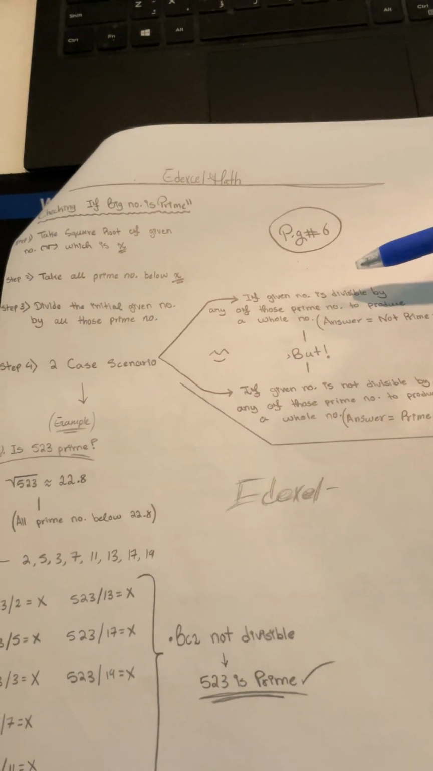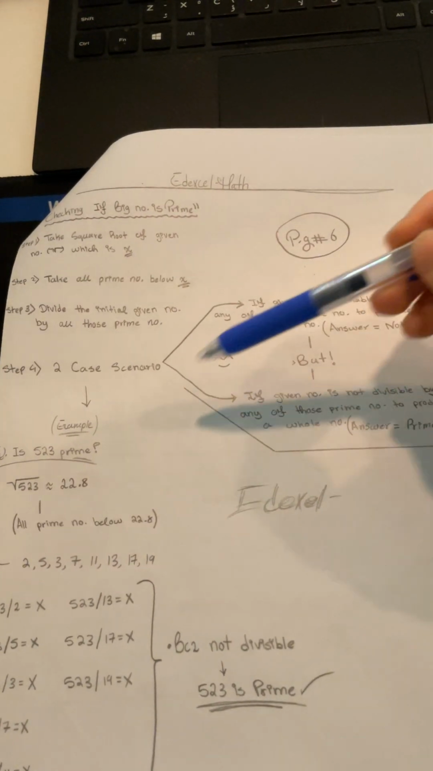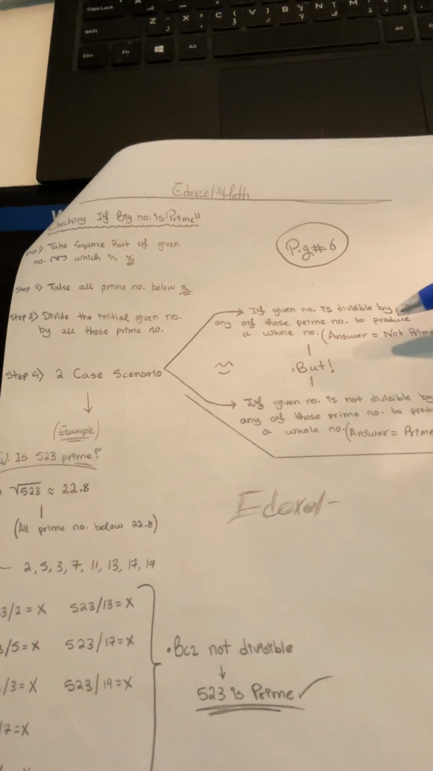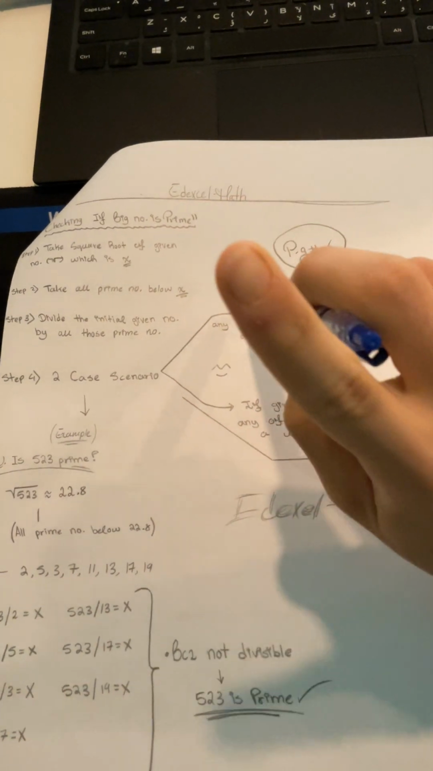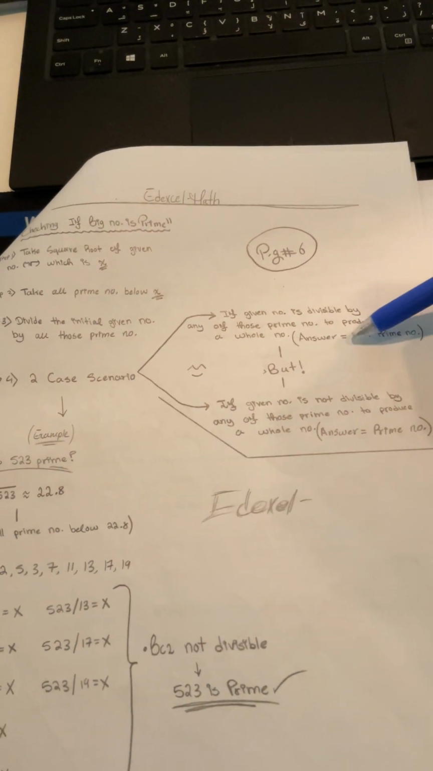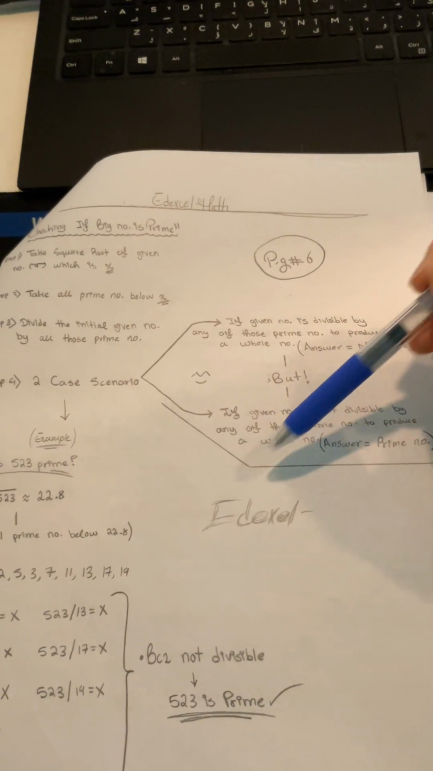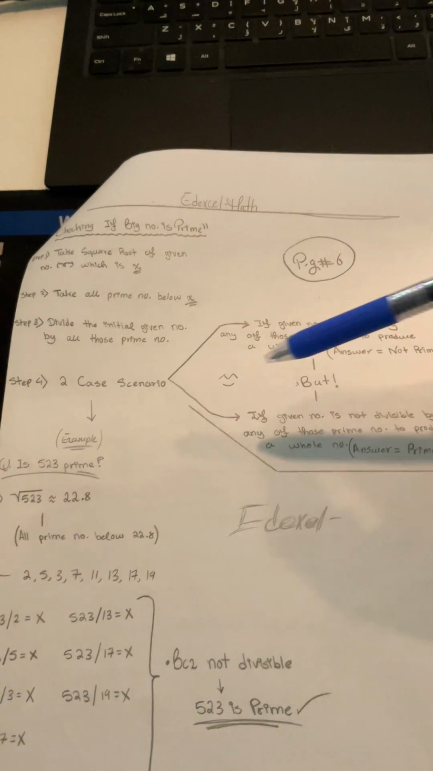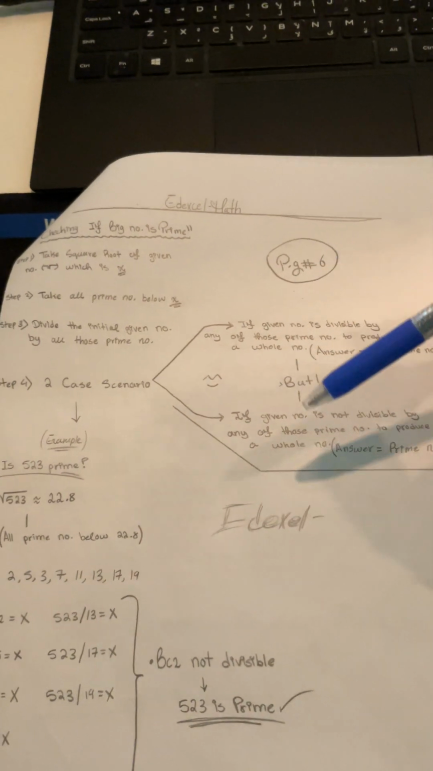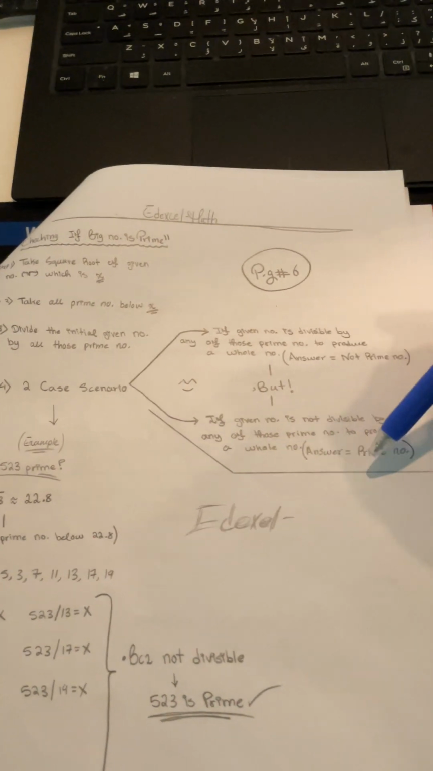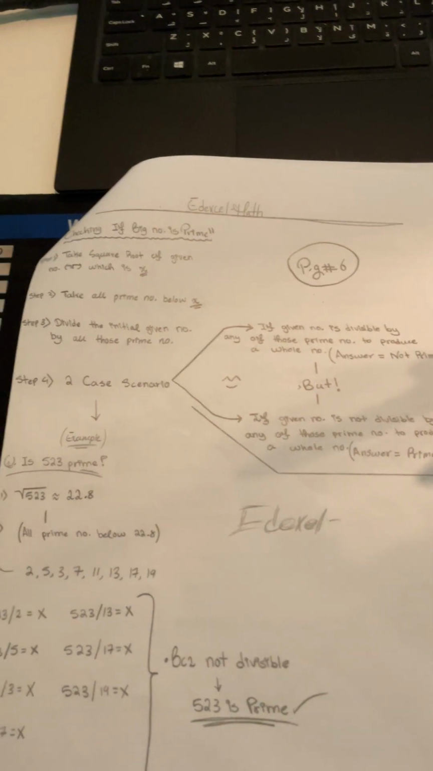If the given number is divisible by any one of those prime numbers to produce a whole number, the answer is not prime. But if the given number is not divisible by any one of those prime numbers to produce a whole number, the answer is a prime number. Okay? Let's have a look at the example now.